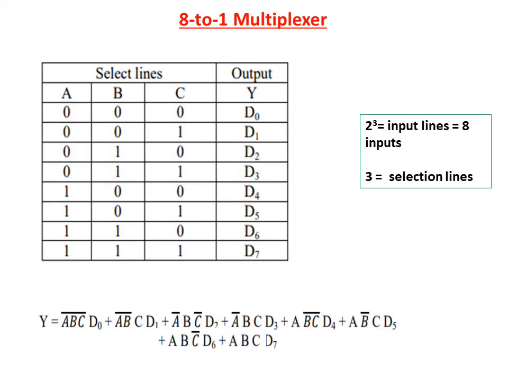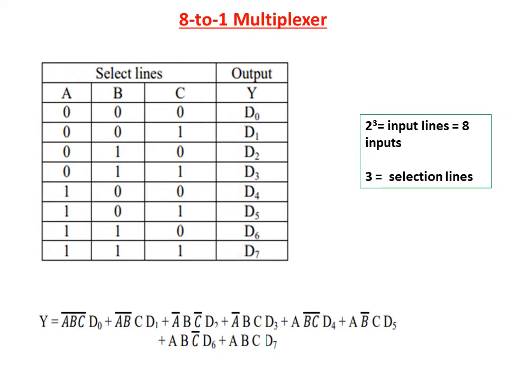This is the truth table of 8 to 1 multiplexer. The 3 selection input lines are considered as A, B, C, and the output is Y. So for the 0, 0, 0 combination, input D0 is selected. For the 0, 0, 1 combination, input D1 is selected. Similarly, all the input data are selected based on the selection lines, and for 1, 1, 1, D7 is selected.